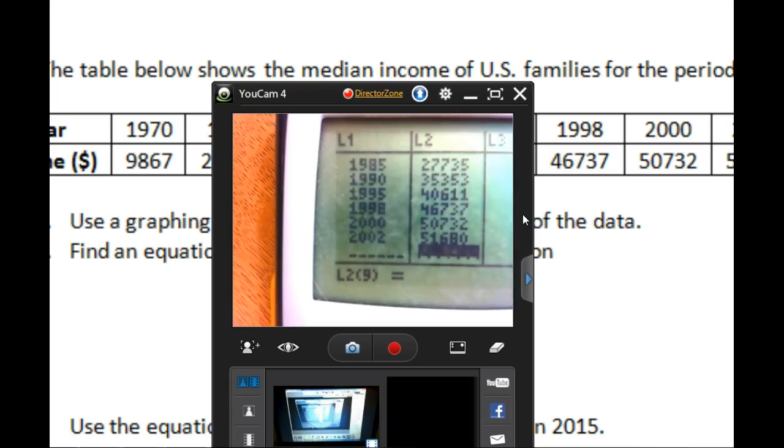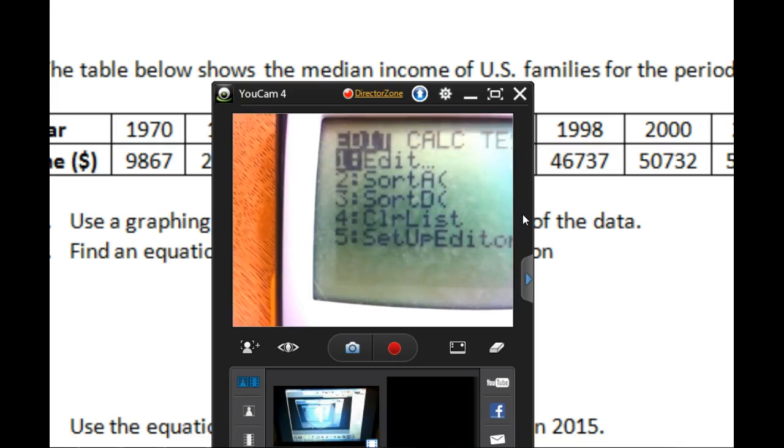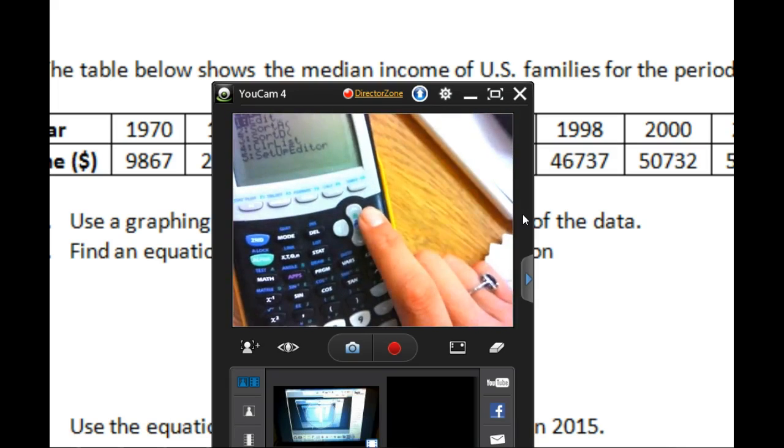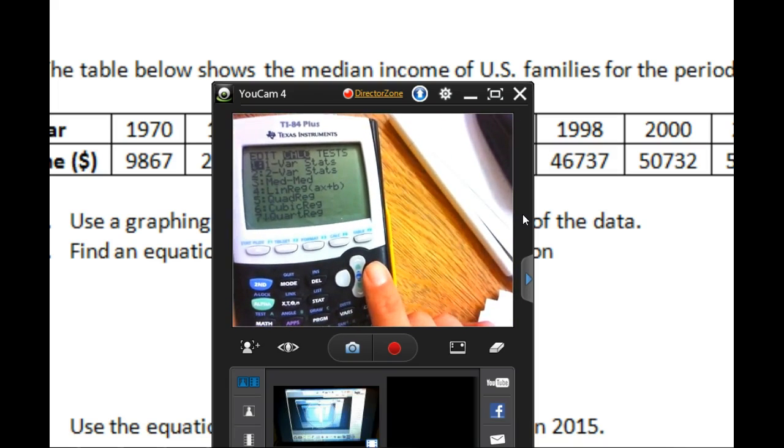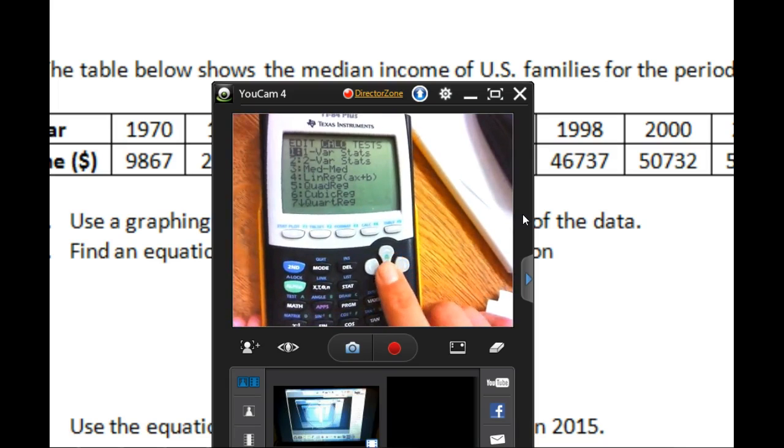Okay, turn around. Hit stat again, because now is when we have to follow the steps, which are typed on the handout on the next page in your packet for you. So again, if you have trouble following along, they are on the next page in your packet. You're going to hit stat again. You're going to arrow to the right to calc. And then you are going down to option 4 for linear regression.